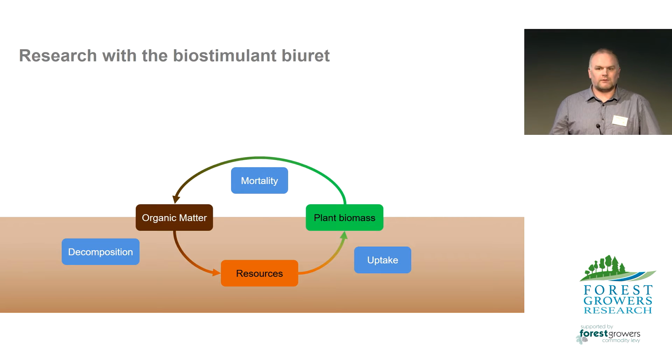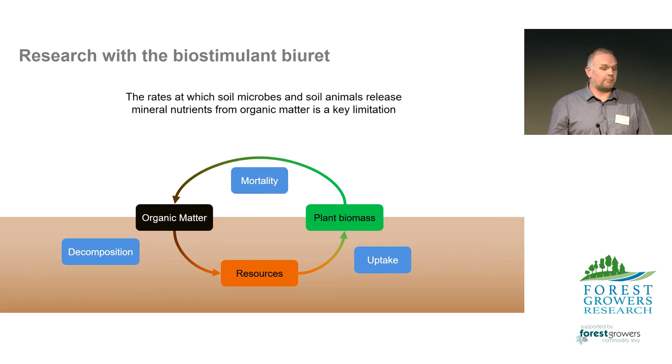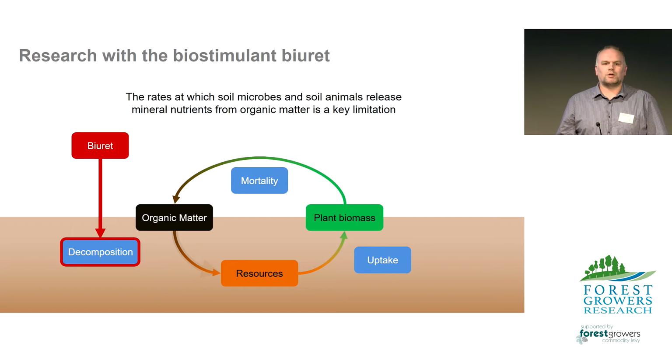However, in a lot of our forest soils, what we see is a build-up in that organic matter phase, and that's why we can have a lot of resources sitting in a site, but we just can't use them, and that's some of the problems that we have at our accelerator trials. So we became interested in the use of this molecule called Biuret as an opportunity to increase the breakdown of that organic matter and to get those resources back into the cycle and to upregulate this whole process.